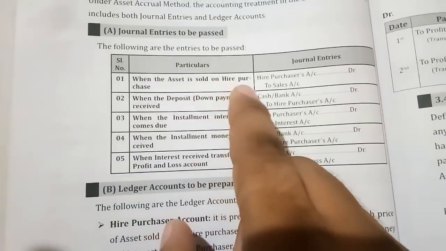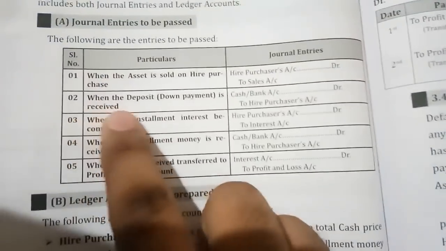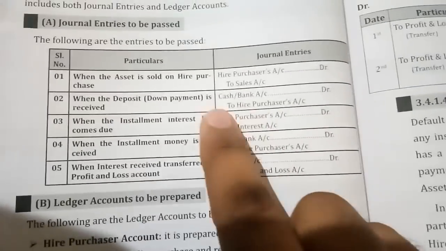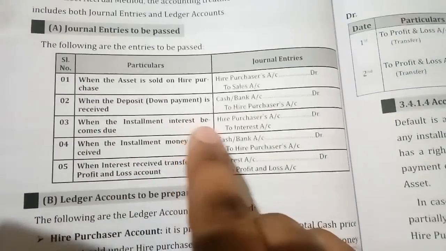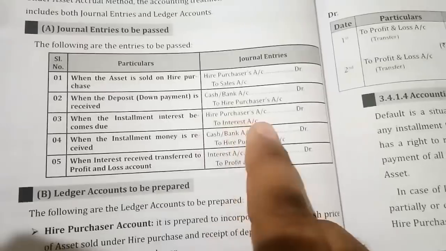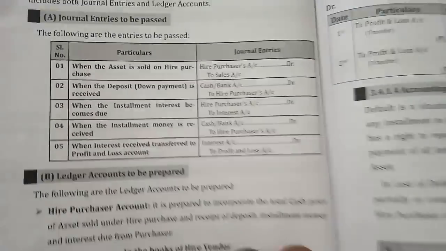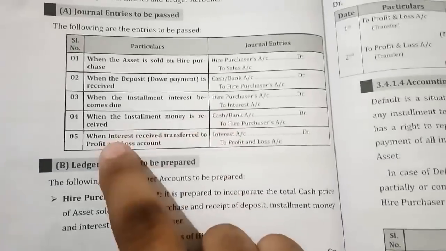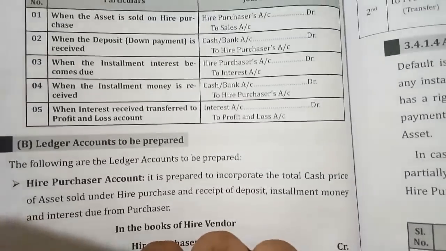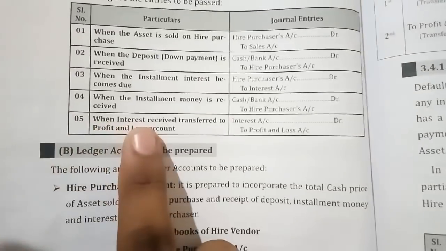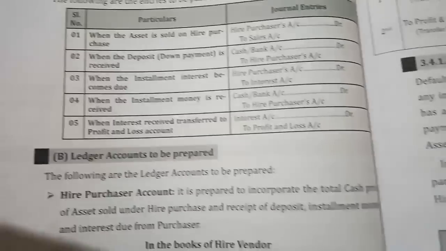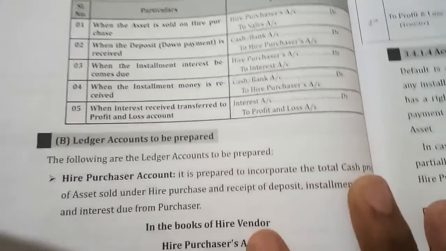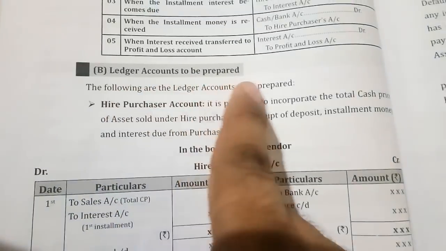So here, when the asset is sold on hire purchase, hire purchaser account debit to sales. When the deposit, the down payment, is received, cash account debit to hire purchaser account. When the installment interest becomes due, hire purchaser account to interest. When the installment money is received, cash or bank to hire purchaser. Then the interest received is transferred to profit and loss. That's it. Next we go to the ledger accounts to be prepared.